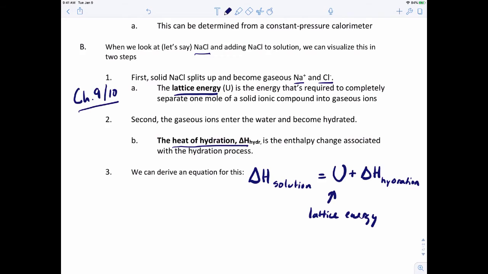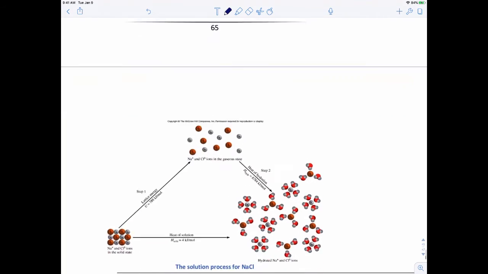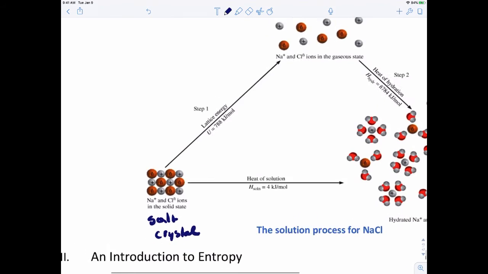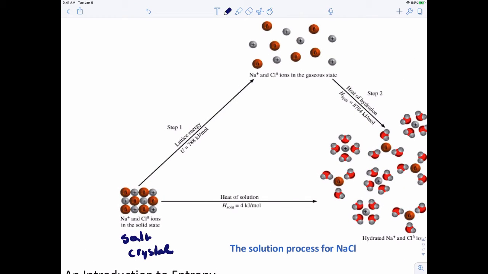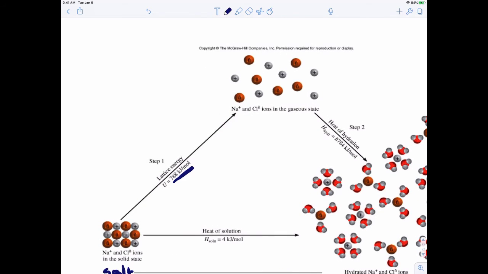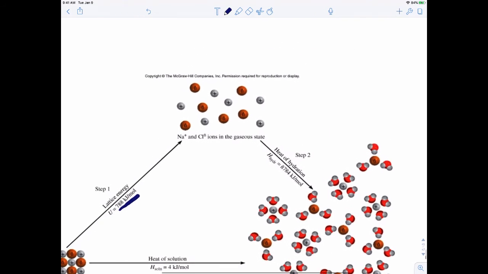If we look at this graphically, let's take a look at this picture. In the first step, you've got sodium and chloride in a solid. This is a salt crystal. You heat up this crystal to the point where the crystal structure is gone and you just have ions. This is called lattice energy, and it took 788 kilojoules per 1 mole of sodium chloride to do that, to go from the solid to the gas state. Now you're in the gas state.